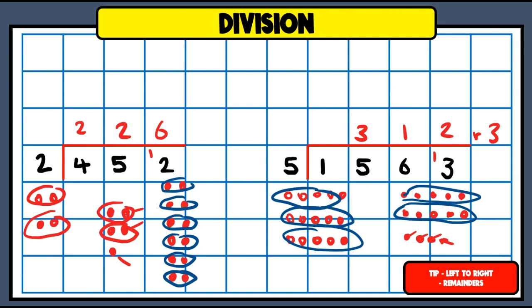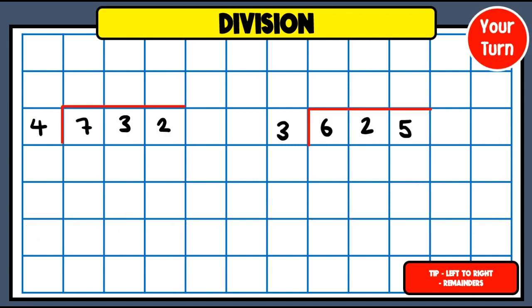Now I hope that this way helped. I'm going to put one on for you to have a go at now. Let's see if you can do this one. You've got your 4 times table and your 3 times table. So remember, we're going to have groups of 4 and groups of 3 for each one. Have a go and we'll go for the answer in a minute.